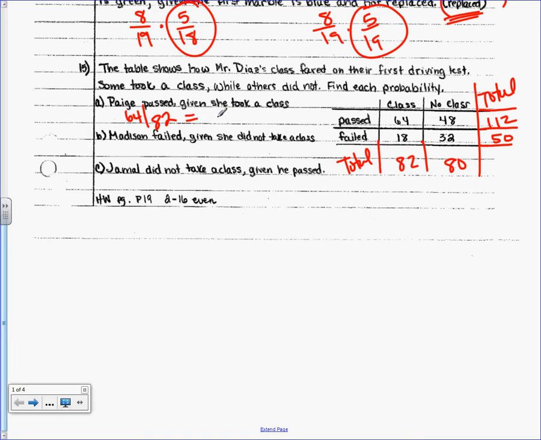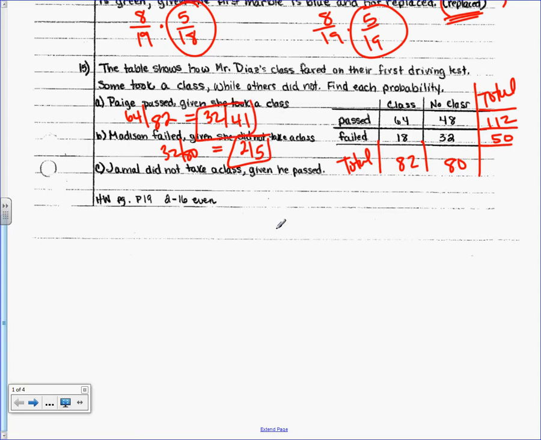So reduce that. Those are both divisible by 2. What do you get? 32 out of 41. Is that okay? All right. Let's do probability Madison failed given she did not take a class. How many people failed that did not take a class? 32, right? Out of what do you think the total would be there? 80. Very good. 32 out of 80. And then reduce that. Yeah, 2/5. Good.